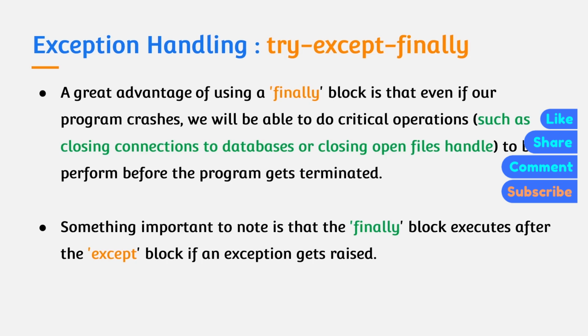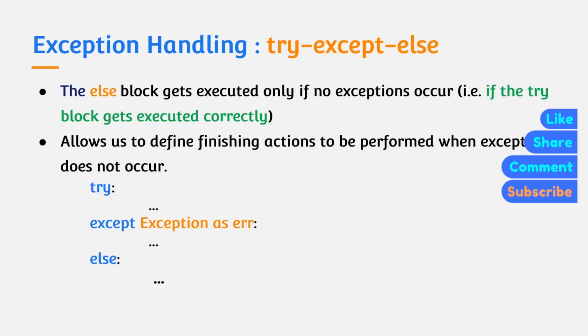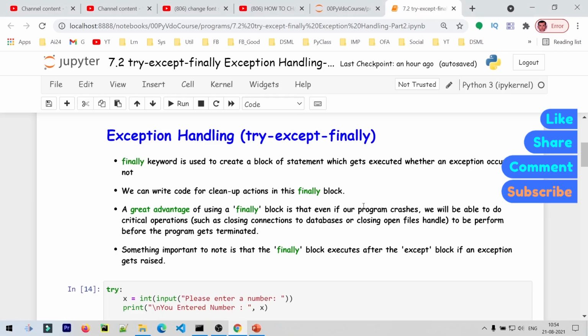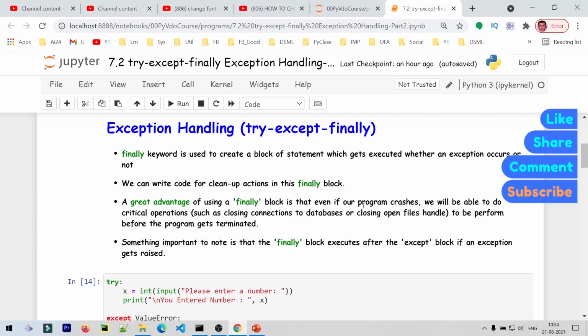Something important to note about the finally block is that it is executed irrespective of whether an exception occurs or not. But if an exception occurs, it is executed after the execution of the except block. Now let us switch to Jupyter Notebook to see the practical demonstration of try except finally and try except else statements. Now let us practically see how we can use try except finally.